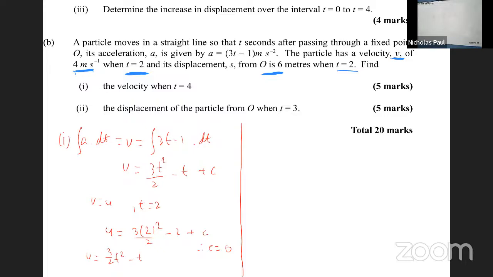And they would like the velocity when t is 4. So that'll be 3 on 2 by 4 squared minus 4. 4 squared is 16, 2 into 16 is 8, that's 24, minus 4 is 20. So 20 meters per second. Part 1 is 20 meters per second, that's the velocity. That's all we have to do, no change in direction or nothing.